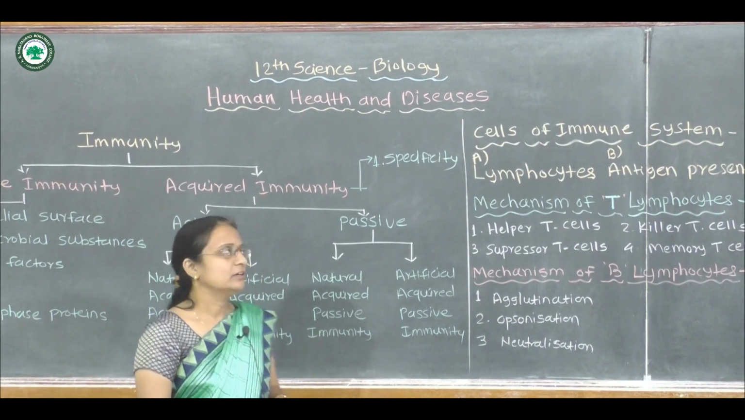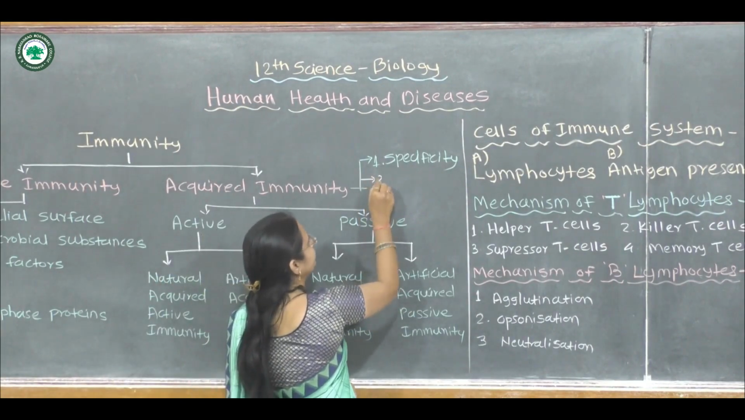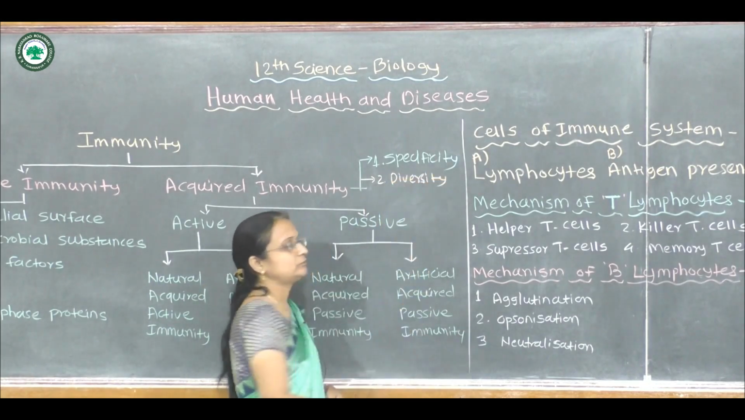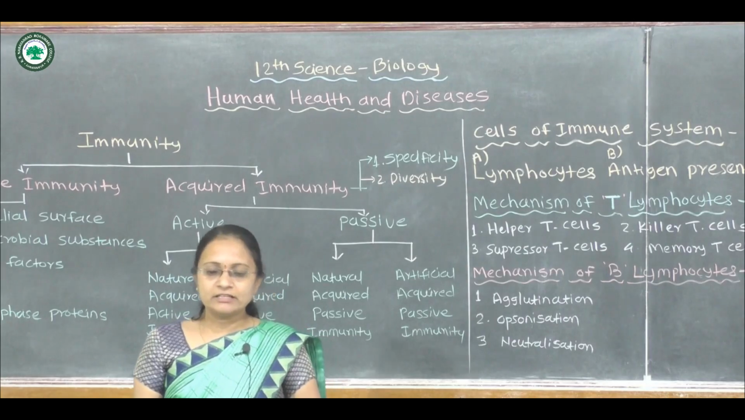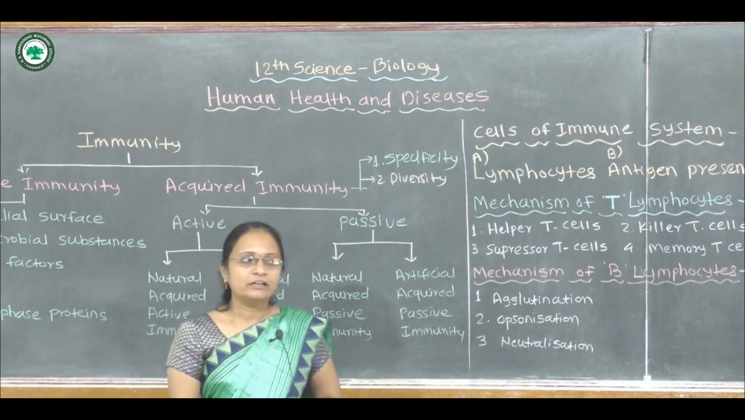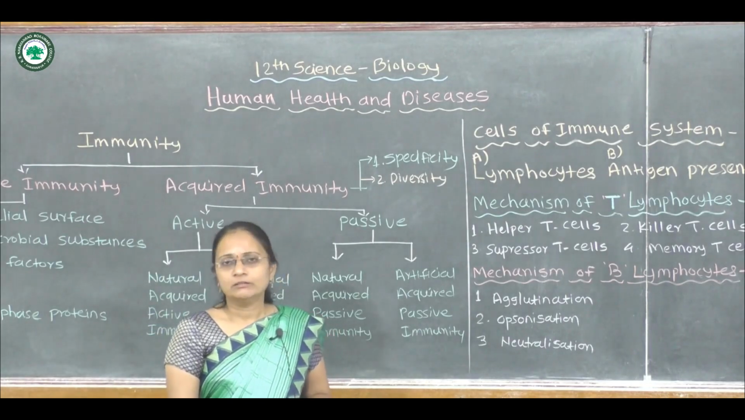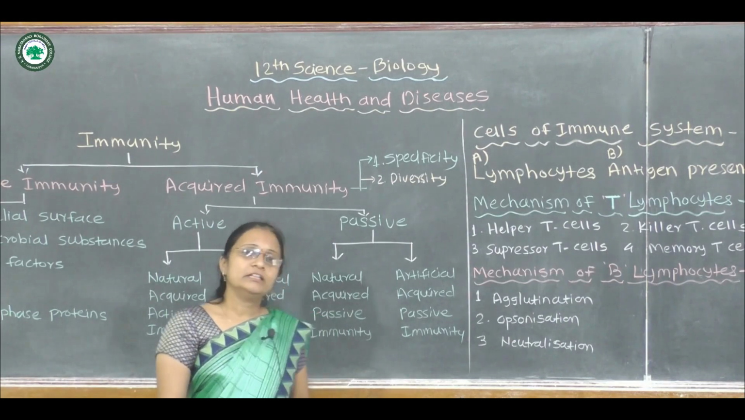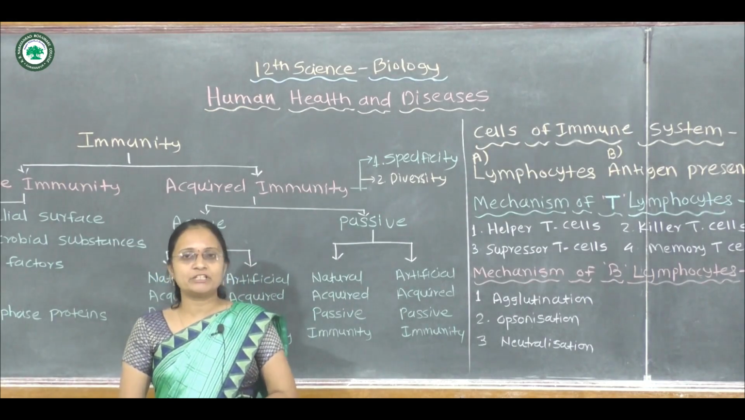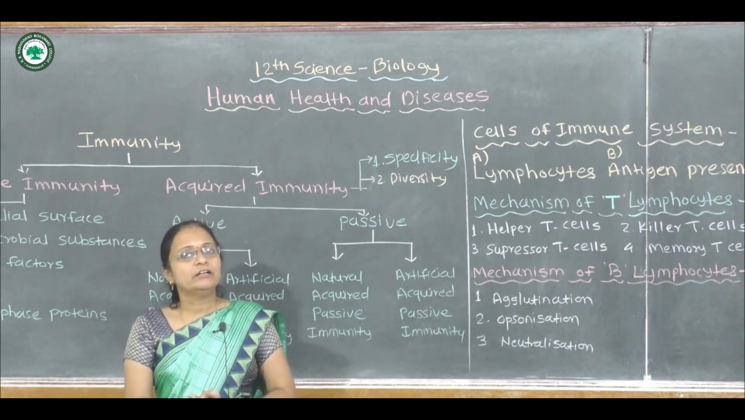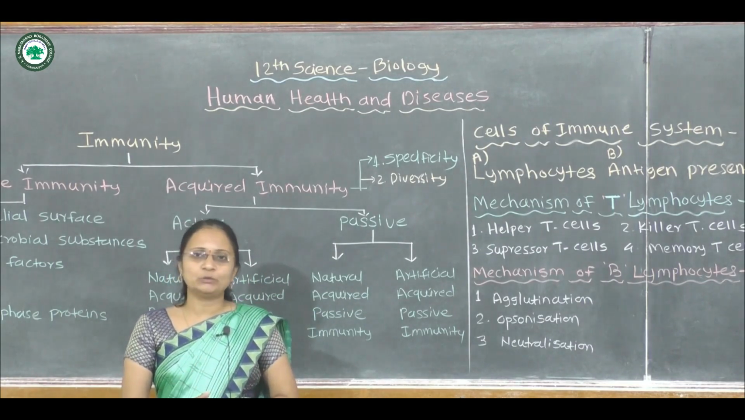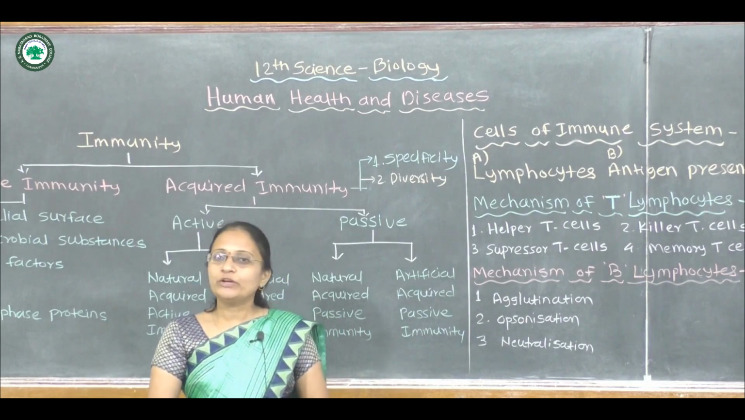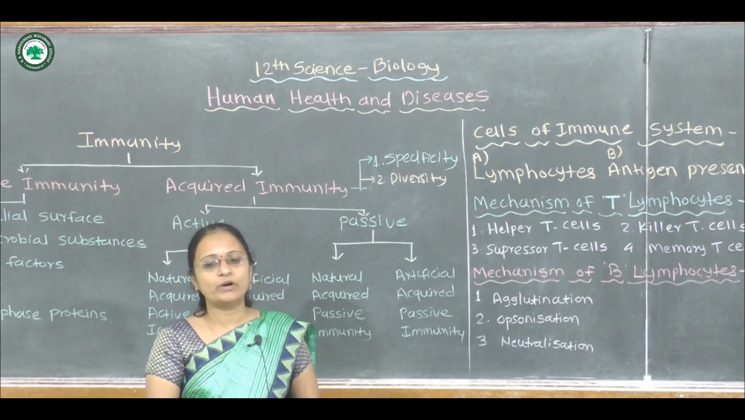The second is diversity. It can recognize a vast variety of diverse pathogens, meaning the different types of viruses and bacteria present in nature, and these cells have the capacity to identify different types of these pathogens. Therefore, this diversity is also a unique feature of acquired immunity.